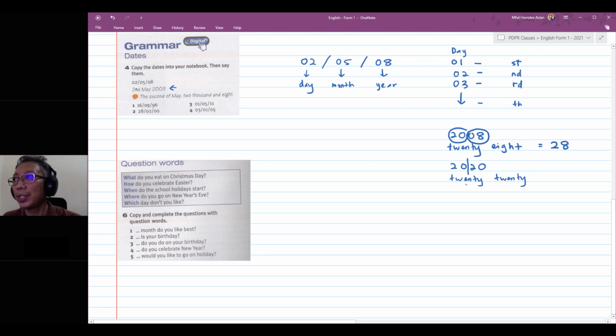So let's say this one is 2020, so if you write it, you will get 2020. But for this one, 2008, you need to say two thousand and eight, you can't say twenty-eight. So if you convert it, it will become 28.